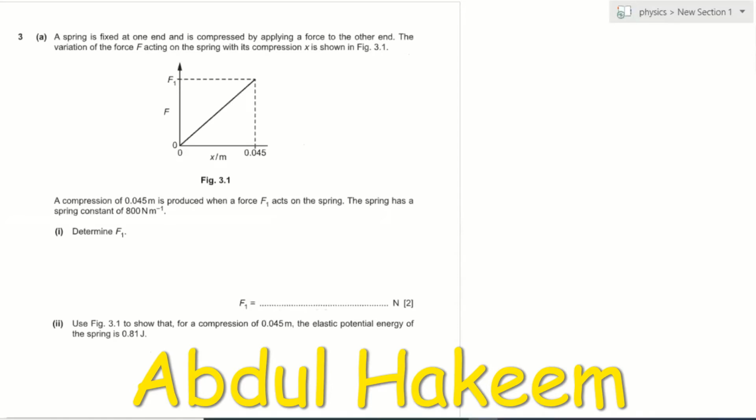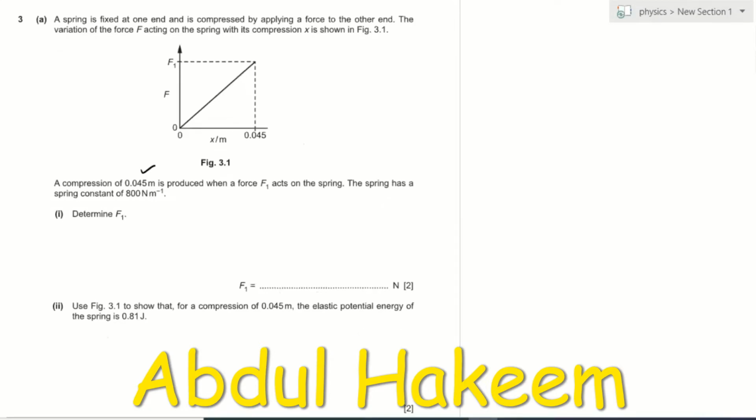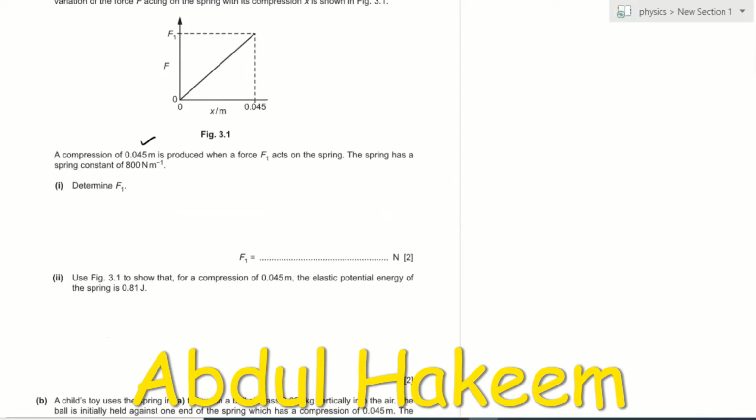Question number 3. So the question is: a spring is fixed at one end and is compressed by applying a force at the other end. The variation of the force F acting on the spring with its compression x is shown in the figure. It means this question is related to deformation in solids. A compression of 0.045 meter is produced when F1 acts on the spring. The spring has a constant of 800 Newton per meter. So determine F1. According to Hooke's law, F is equal to Kx.